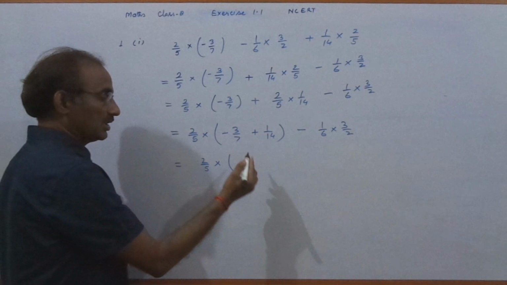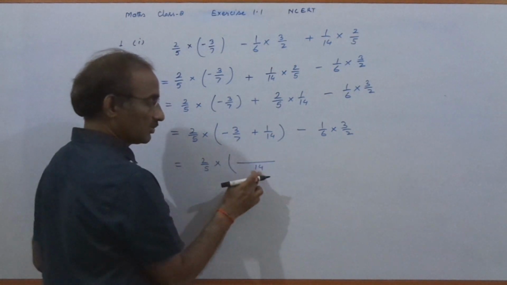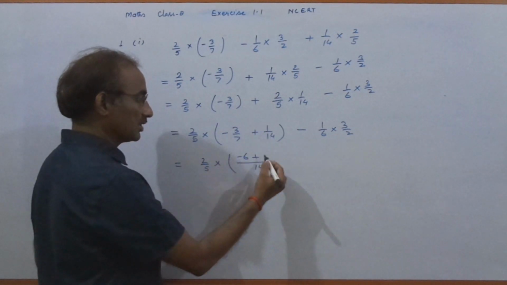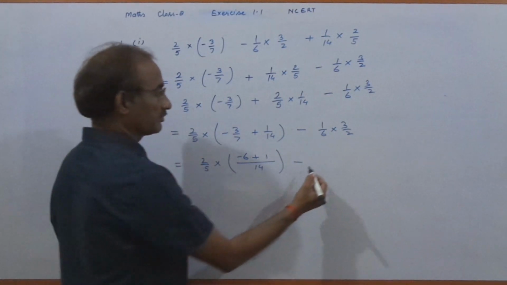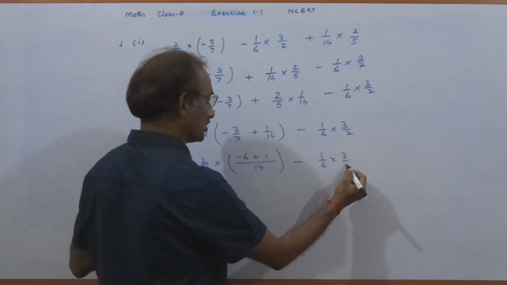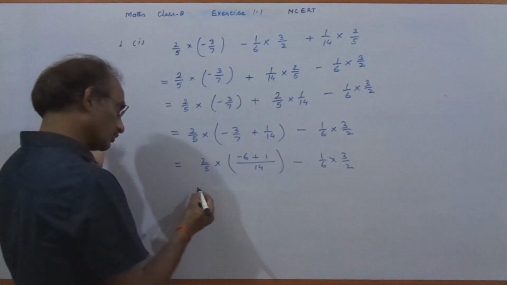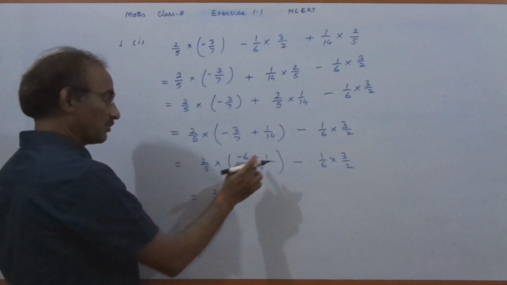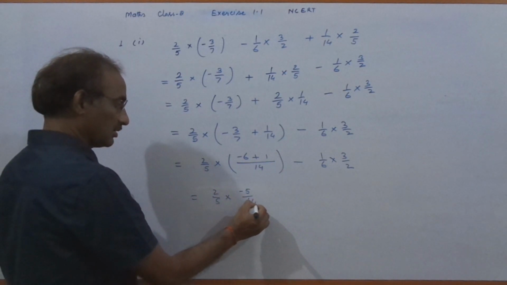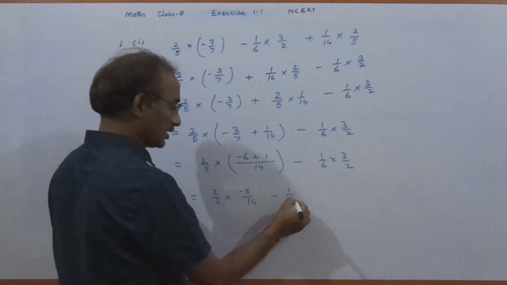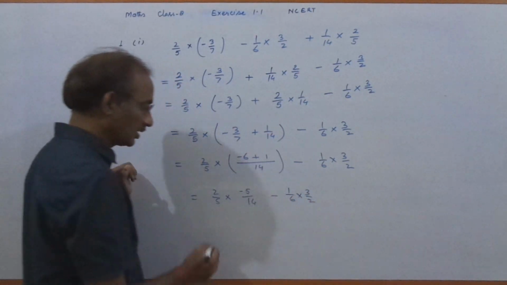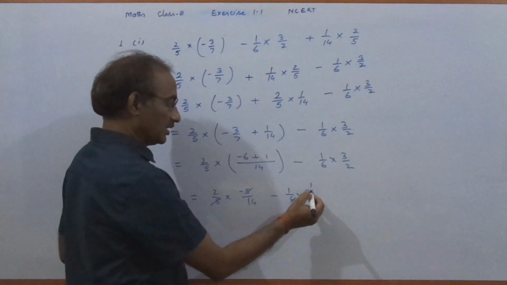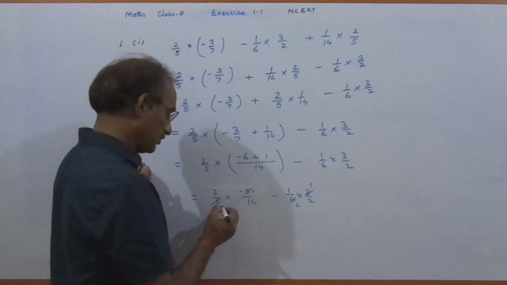Now LCM of 7 and 14, it will be 14. So 7 2s are 14 and 2 3s are 6. 14 1s are 14 and 1 1s are 1, minus 1 upon 6 and 3 upon 2. 2 upon 5 multiplied with, 6 is subtracted from 1, so we get minus 5 upon 14 and minus 1 upon 6 into 3 upon 2. 5 is cancelled with 5 and this 6 is cancelled with 3.